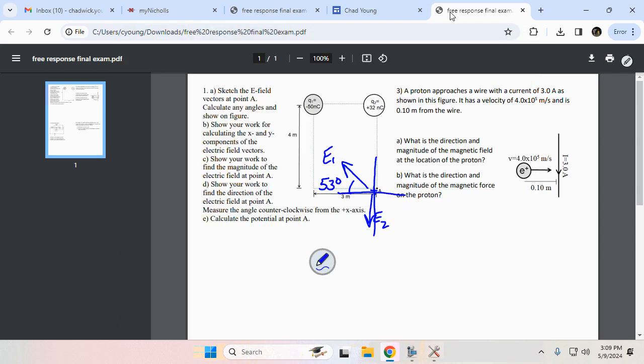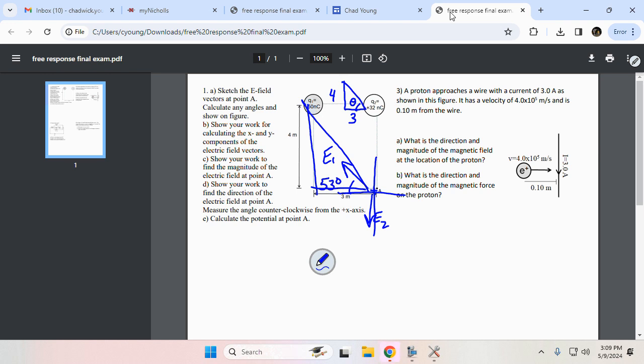Okay, so y'all got how I got that angle? No, okay. So I have a triangle right here. That is a 3, 4, 5 triangle. I'm going to redraw it right up here. This side is 3 meters, this side is 4 meters, and I want to know this angle right here.